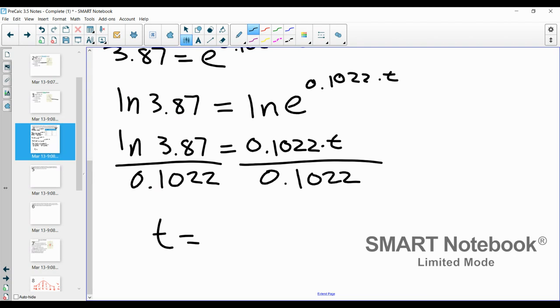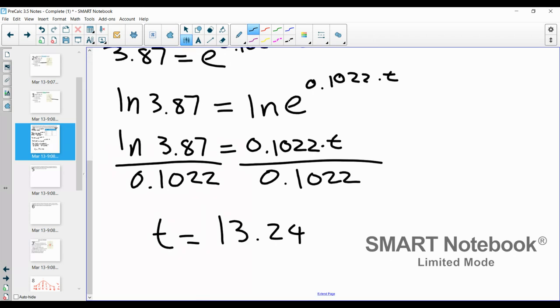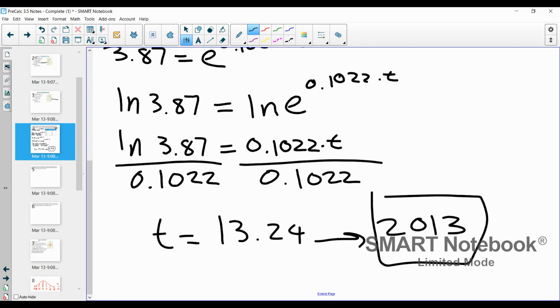So 13.24. And because my t is really in years, you can see, where does it say that? t equaling 7 represents 2007. So t equaling a little over 13 is going to represent that in the year 2013, we're going to hit that $40 billion.